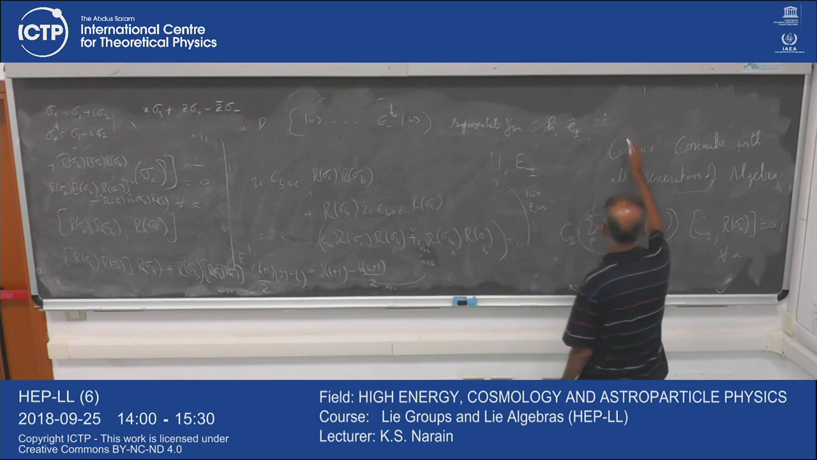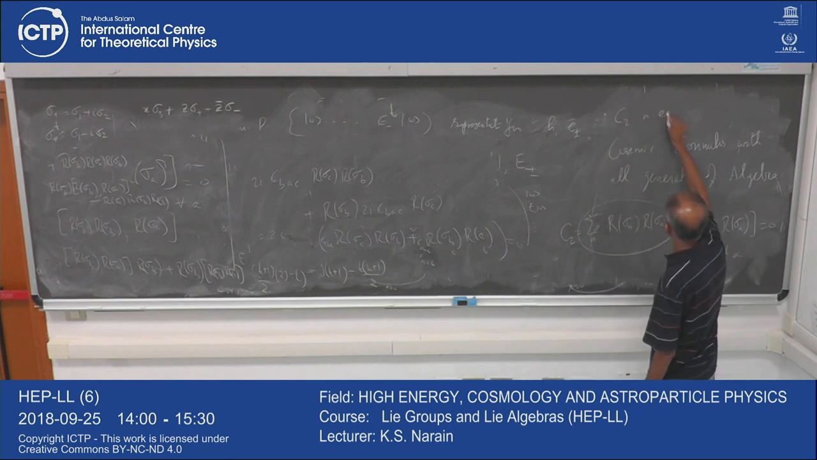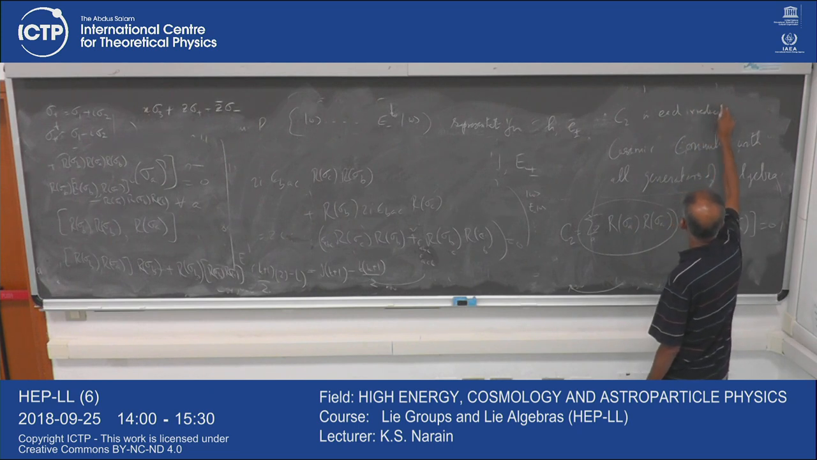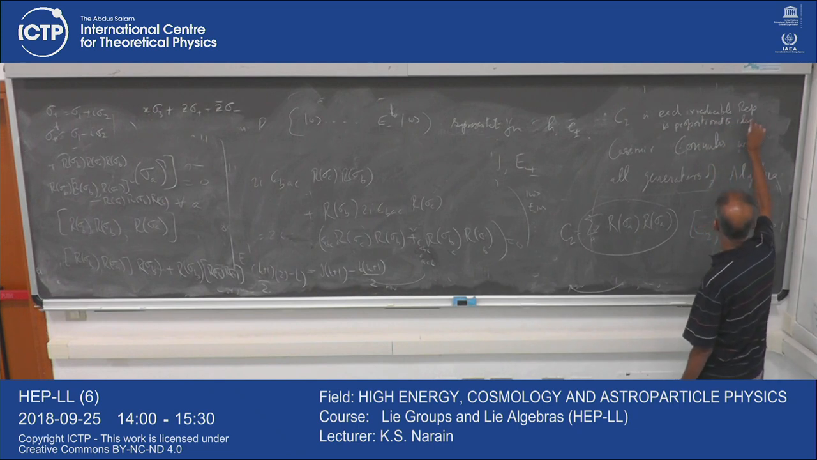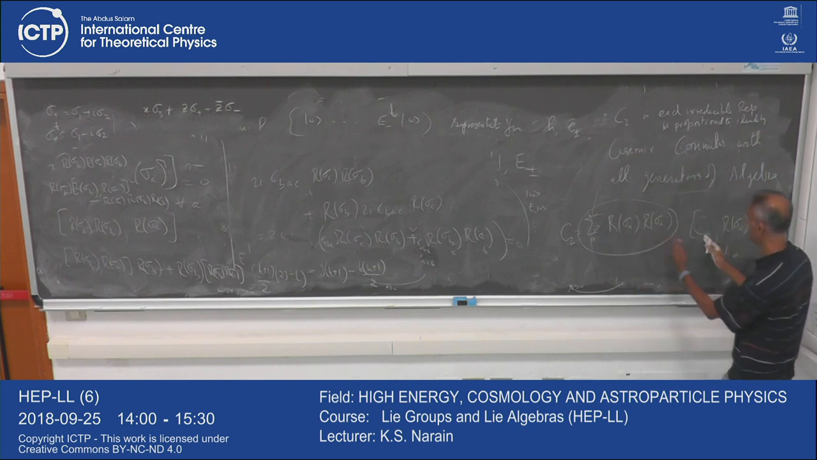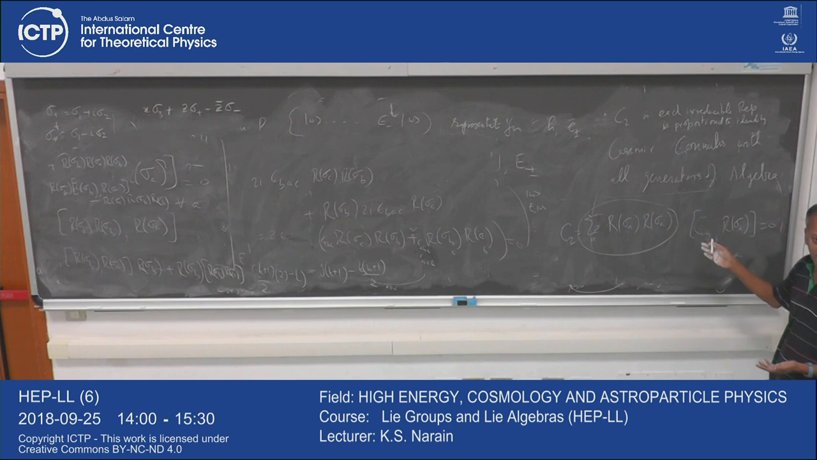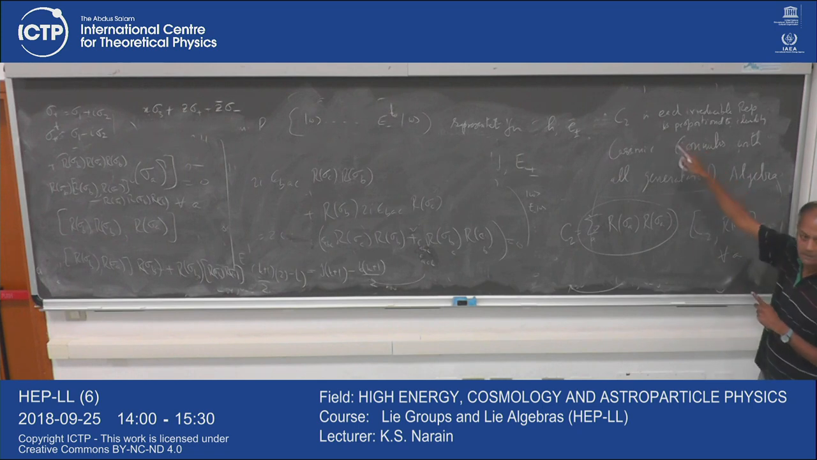So therefore, C2 in each irreducible representation is proportional to identity. I mean, not just C2, but any operator satisfying this condition, because here we checked explicitly. But if somebody had come up with some other operator which is satisfying this condition, then that would mean that this operator will be proportional to identity in a given irreducible representation. Proportional, so it will be some number times identity, right? That number may depend on which irreducible representation you're talking about. Different irreducible representations may have different numbers, but it will be only proportional to identity.